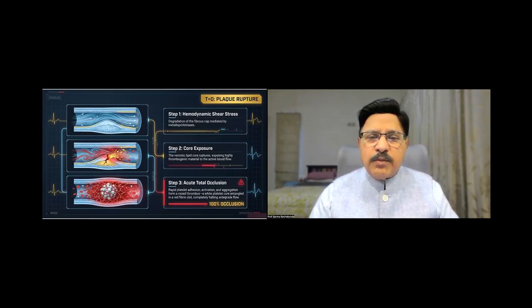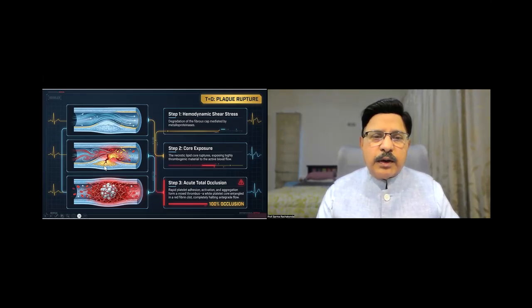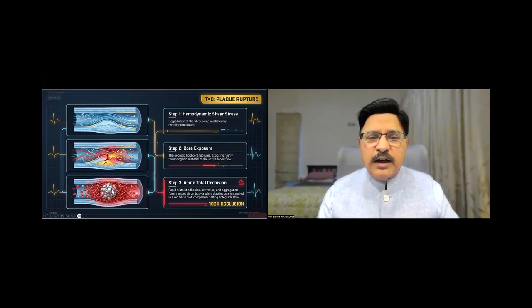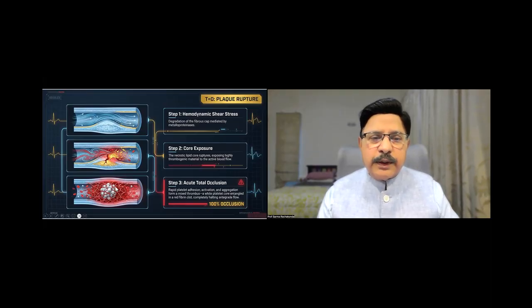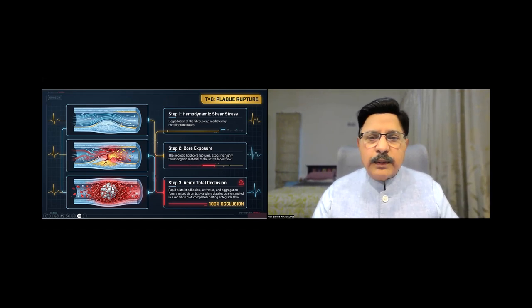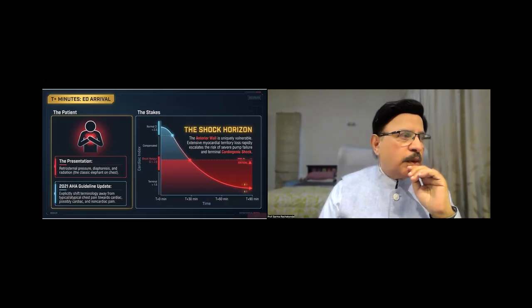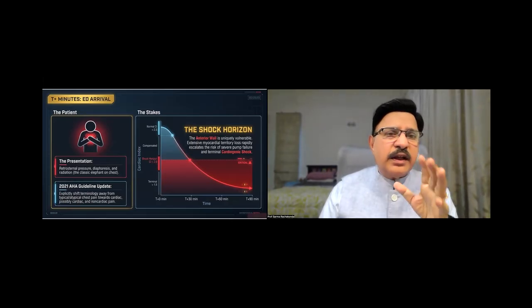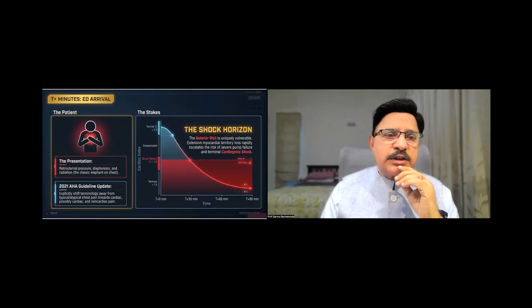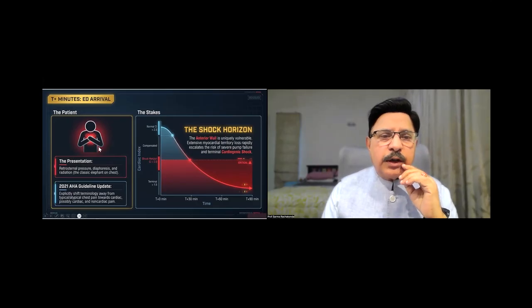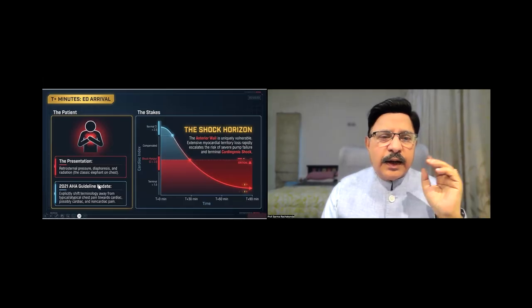That means the time when the plaque ruptured, the myocardial infarction process is set in, and then the cascade flows until the vessel gets occluded by a thrombus. Okay. Now, minutes after ED arrival, chest pain with retrosternal pressure, diaphoresis and radiation, the classic elephant on the chest.